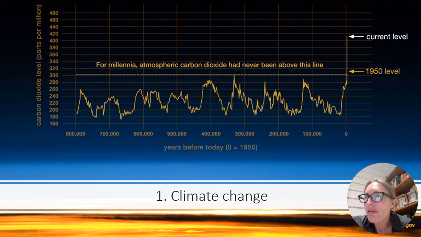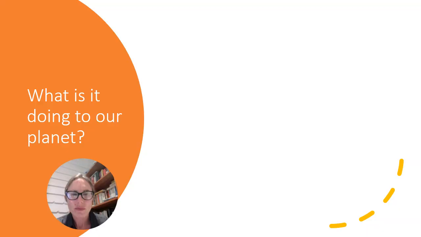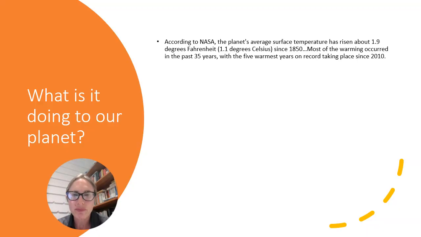Here we have a graph that shows you just how much the emission of carbon dioxide has increased. So for millennia, atmospheric carbon dioxide had never been above the line that you see in this graph. However, we now see a dramatic increase in the amount of atmospheric carbon dioxide. And it's well beyond levels the world has ever experienced. What is this doing to our planet? Let's consider that on the next slide. So what is this doing to our planet?